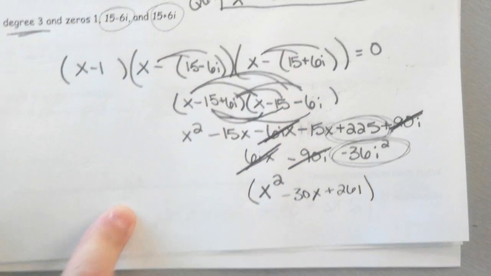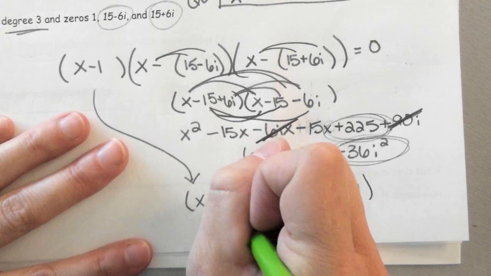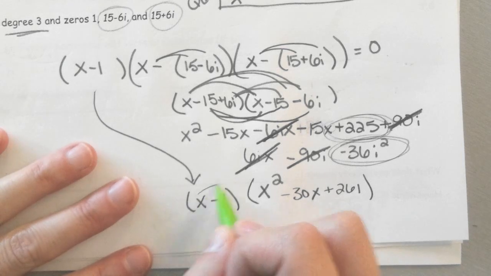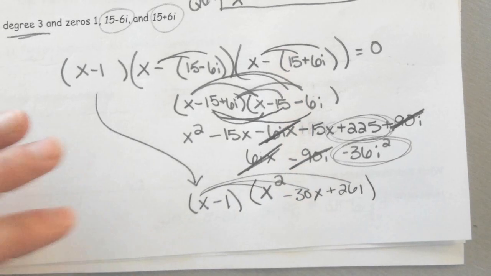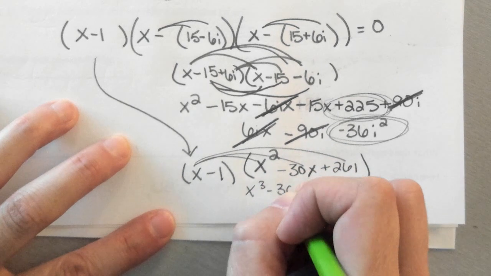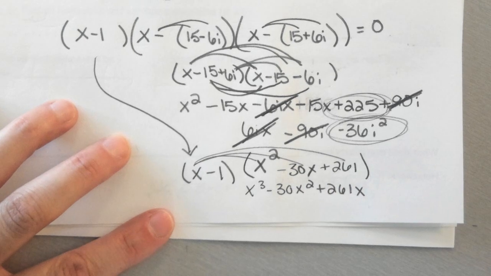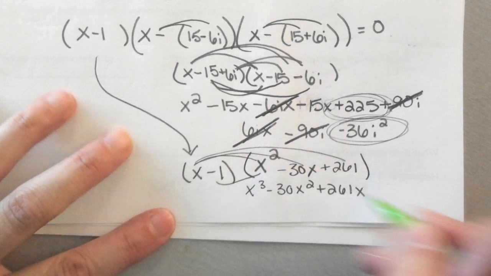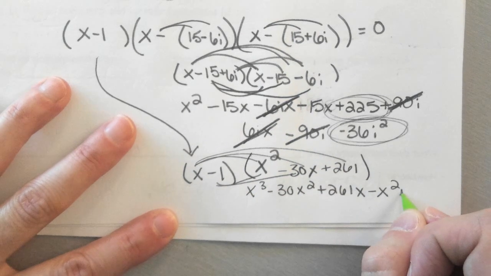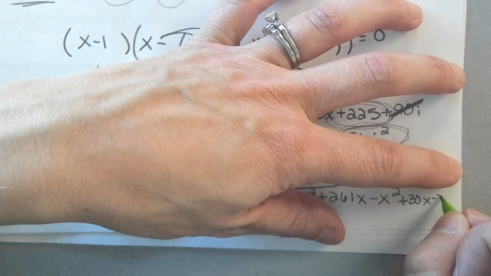I was covering this up. I've still got to multiply by that. Again, like I said, this is the tedious part. I'm going to distribute the x through first. Again, I kind of think of this like double distributing. I'm going to send the x through: x cubed minus 30x squared plus 261x. Now I'm going to send the negative 1 through: negative x squared plus 30x minus 261.